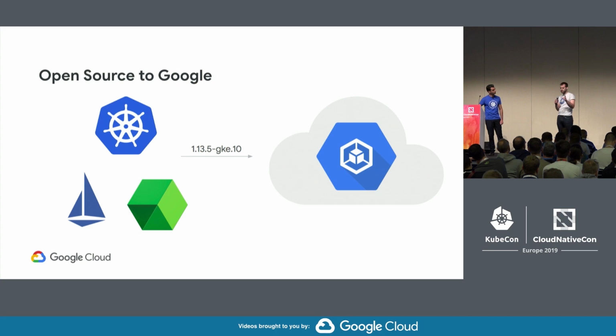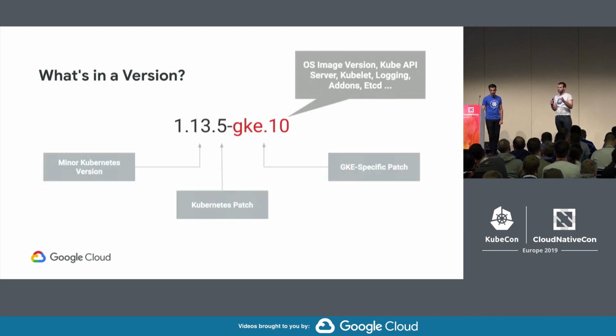And so let's look at the version number itself. You've seen this before, it has two parts. It has what we call the vanilla Kubernetes version, that's the 1.13.5, the major, minor, patch. And then we have our GKE specific patch number on top of that, the GKE.10. And so all of our version numbers in GKE look like this.